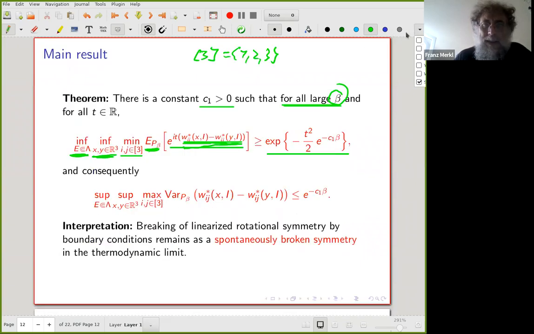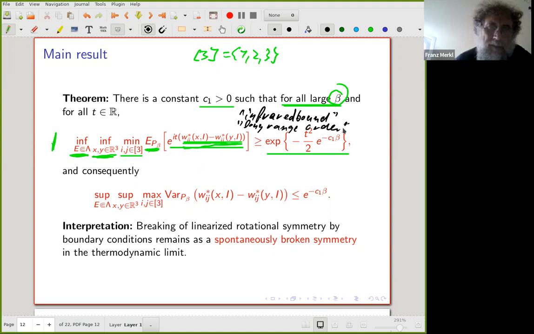Maybe more intuitive is the following, which is just a corollary of it. You can view this as a kind of infrared bound. Okay, so something about long-range order. Here's something which is maybe more intuitive to read, but actually it's just a consequence of this statement of the theorem.